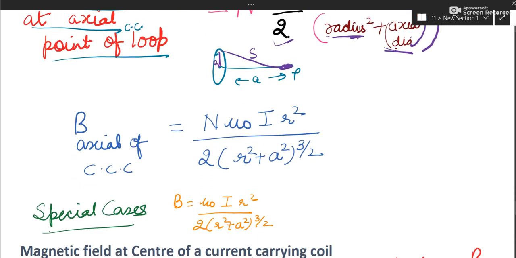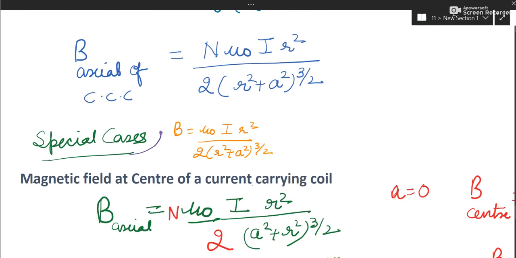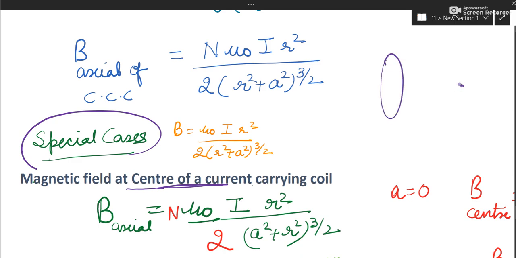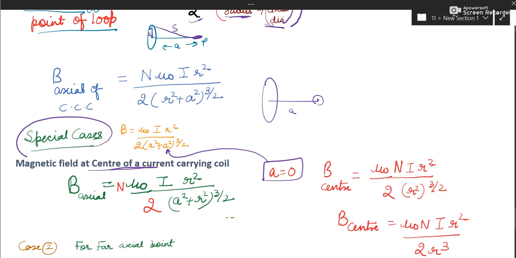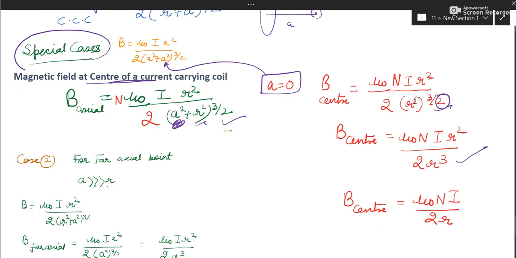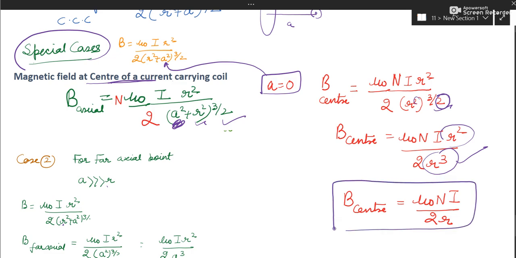Now coming to special cases. Special case: magnetic field at the center. So your axial point was here, right? Suppose the point is at the center, then axial distance is 0. Can you substitute 0 here? When you substitute 0, what would you get? Only r square to the power 3 by 2. The 2 and this 2 will be cancelled, it will be r cube. R square and r cube will be cancelled. So this is the formula, magnetic field at the center of a current carrying loop.